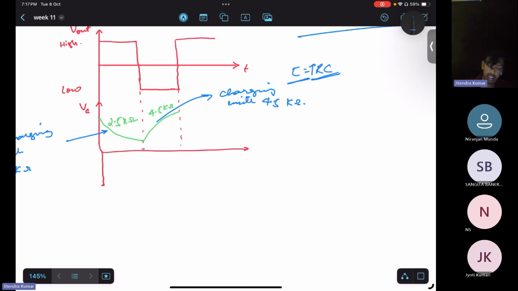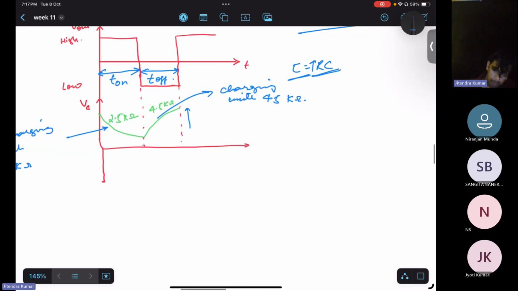Now we are interested in this magnitude as well as this time period. So let us consider this T on and T off. If we are able to calculate both T off and T on, we will be able to calculate the time period. And we are interested also in this magnitude. It will start charging from a certain initial condition.